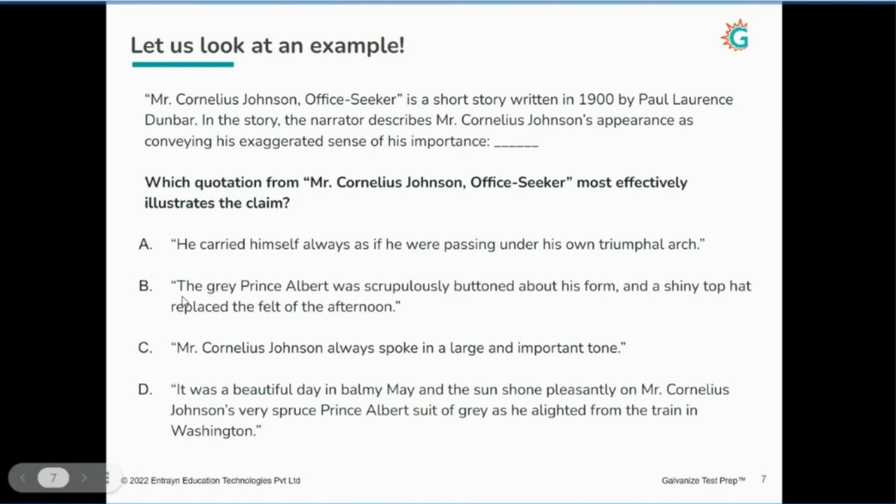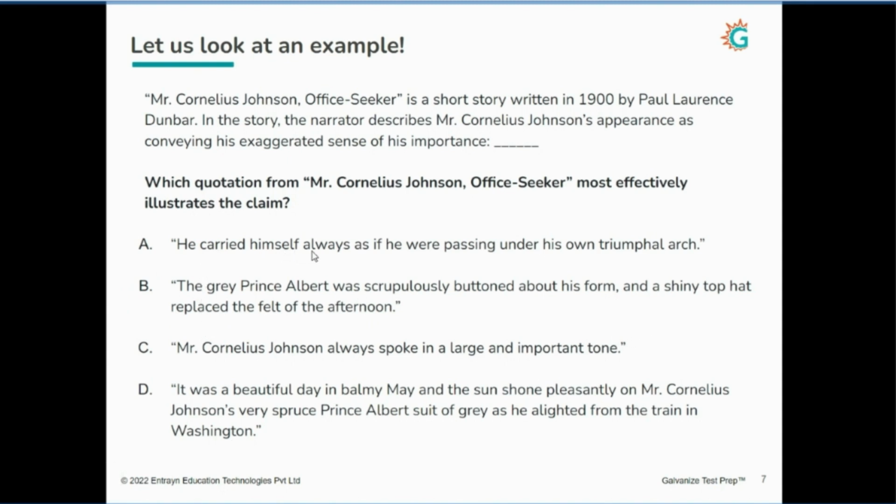Here, maybe yes, this is the narrator's view, right? The narrator views his character as the Grey Prince Albert. And you are given details about his dressing. It's quite impressive and meticulous. I can say that he's scrupulously buttoned about his form and he's very careful about his dressing. It's quite extravagant also, right? Okay, let's keep this aside if you are doubtful, and look at the other options also.